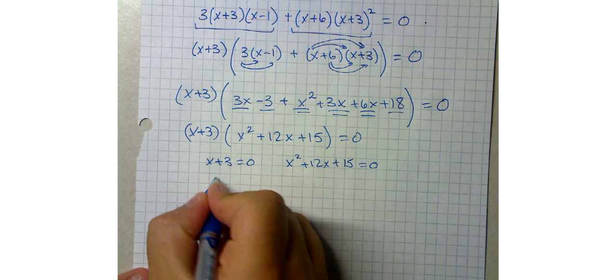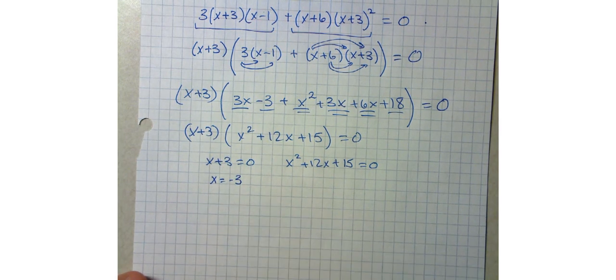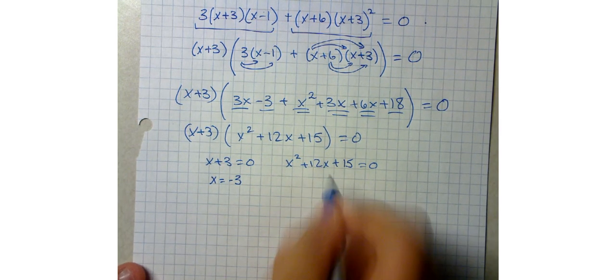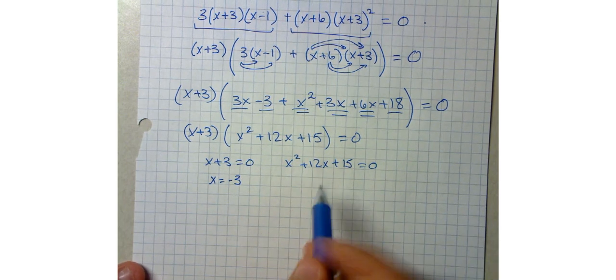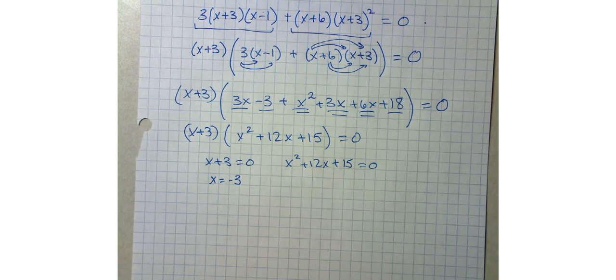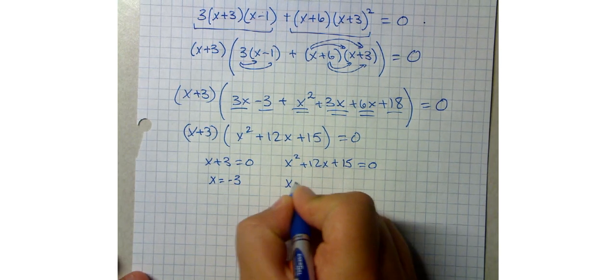X plus 3 equals 0. This one's easy. X equals negative 3. Now, over here we come, and we're going to try to factor this out. And I've already done the problem, and it does not factor out. So what are we going to use? We're going to use the quadratic formula.